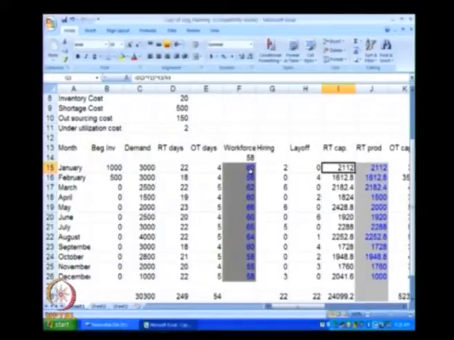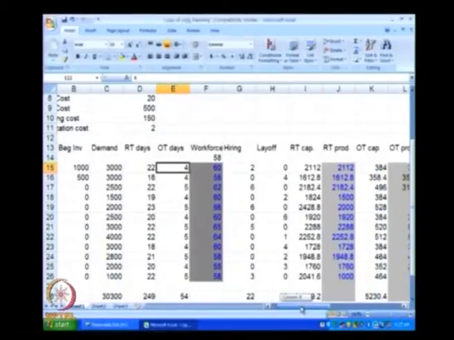2112. Now this comes from, we have 60 people, each works for 16 hours in a day. So that is 960, 960 divided by 10 is 96. So each day we can make 96 units. So, in 22 days we can make 2112 units. Similarly, in 4 overtime days multiplied by 96, we have overtime capacity of 384.